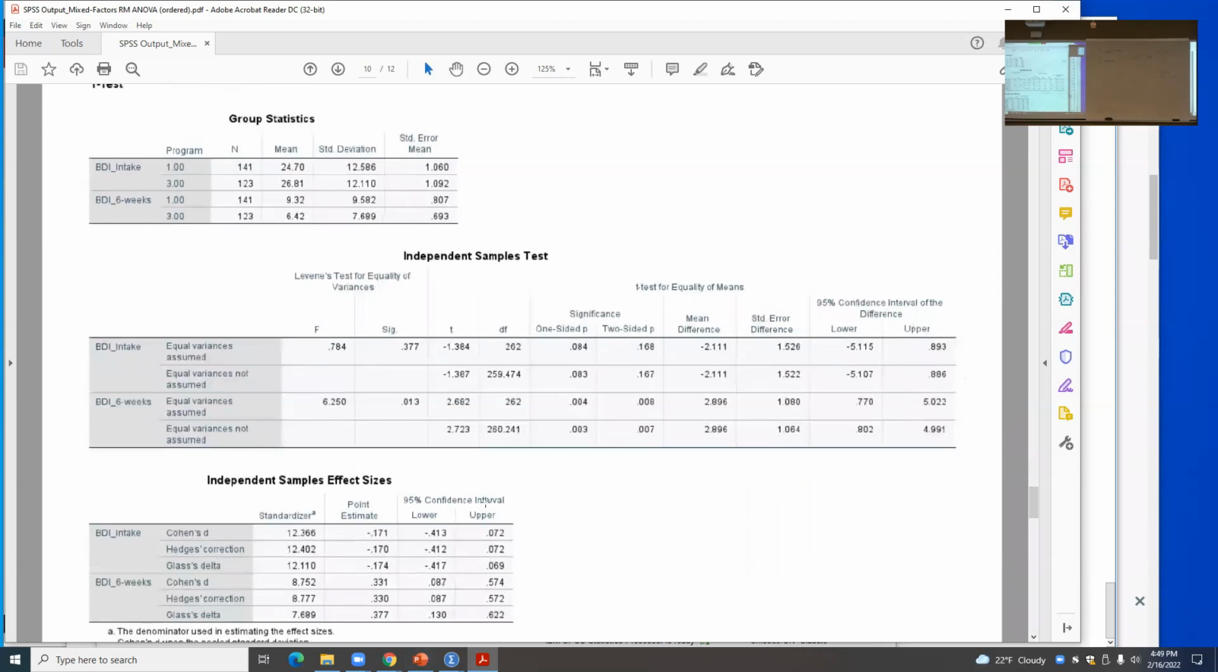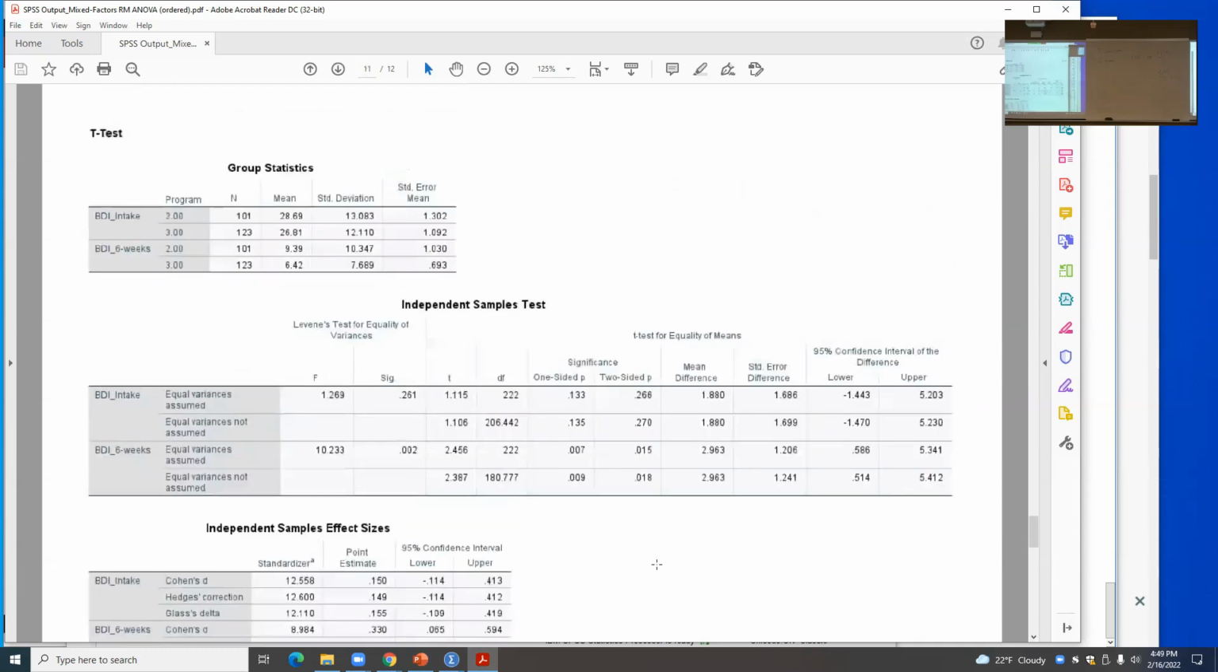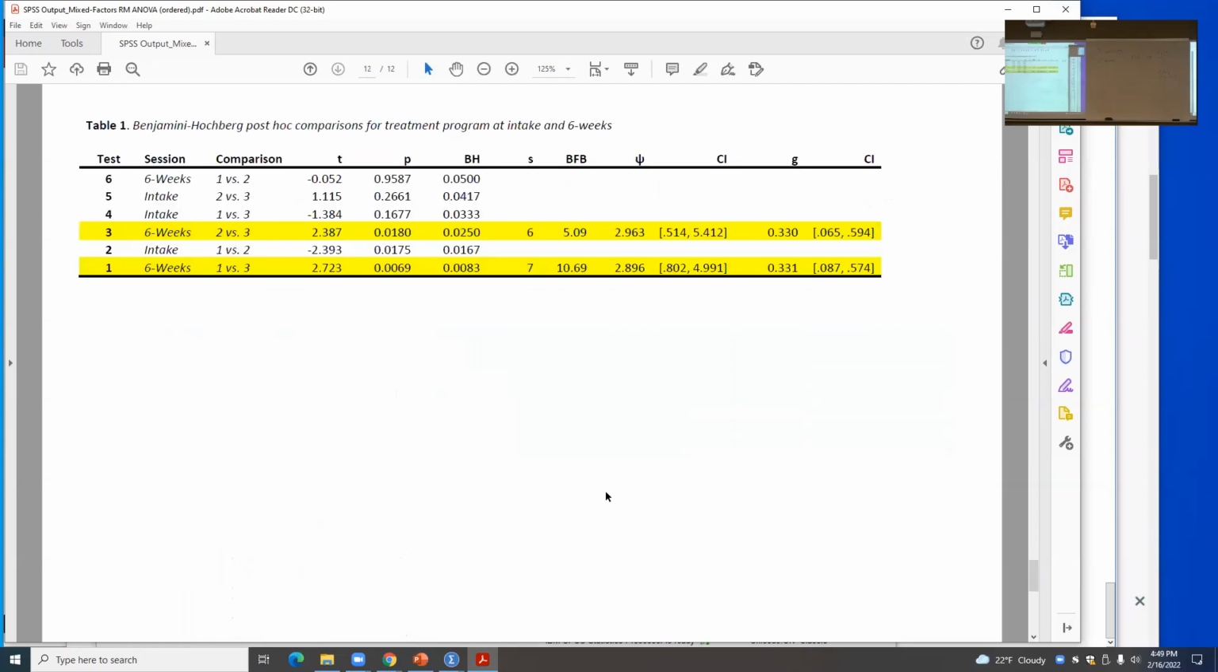Here we've got 1 versus 3. No evidence of differences at intake, and then some evidence for differences in scores at 6 weeks. And corresponding effect sizes. And then here's our last, 2 versus 3, at intake and final. No evidence really of differences at the start, but maybe some evidence of differences at the end, and corresponding effect sizes. And here's where we go through and drop in our Benjamini-Hochberg.